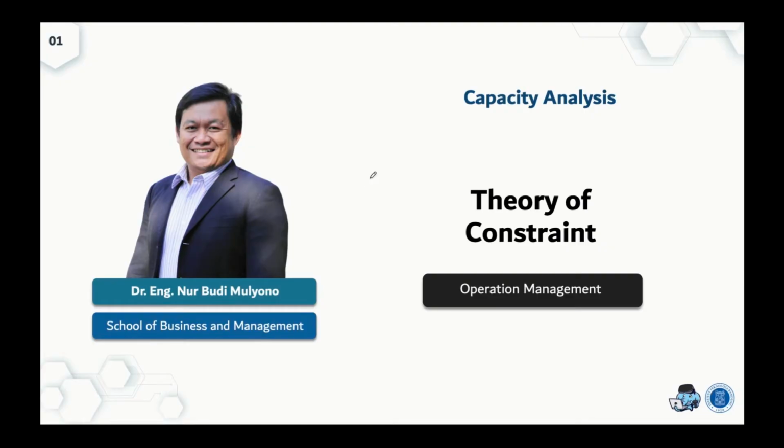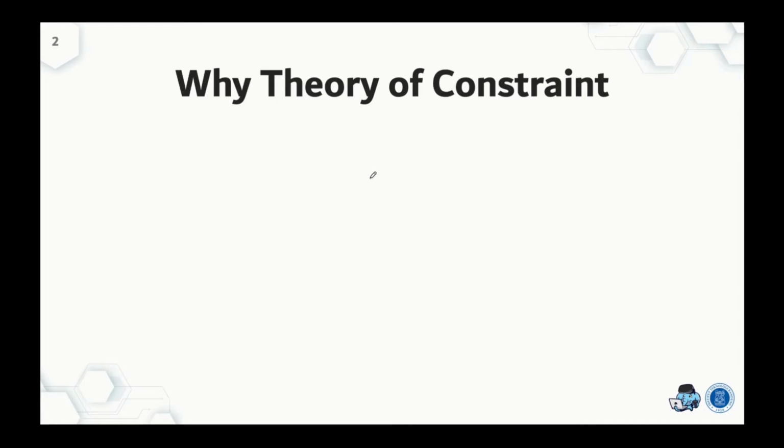In process analysis, there is one powerful tool to analyze and utilize bottlenecks to gain better performance. This theory, we call it the theory of constraint. Let's discuss the famous concept in managing the bottleneck and capacity, which is the theory of constraint.